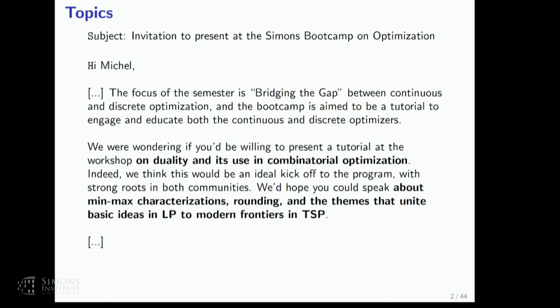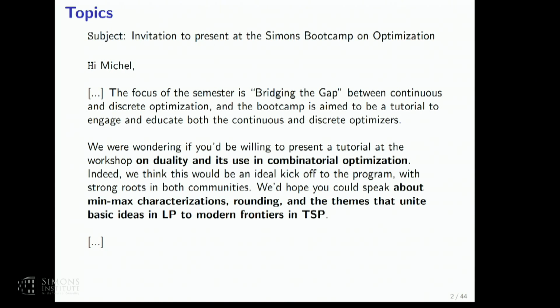So the topic is supposedly duality, and in fact, I did not select the title. Ben did, and when he invited me, he sent me this very nice email inviting me to give a series of lectures on duality and its use in combinatorial optimization. And he says, we hope you could speak about min-max characterizations, rounding, and the themes that unite basic ideas in LP to modern frontiers in TSP. Extremely well said.